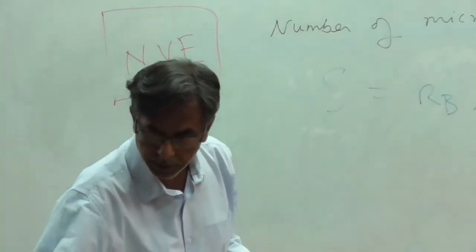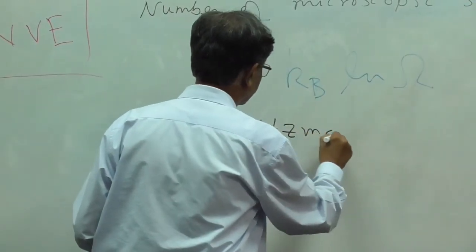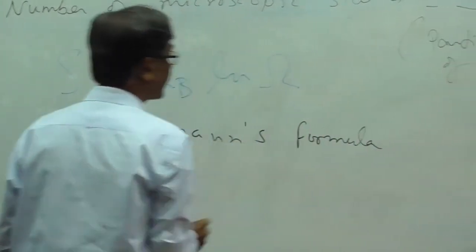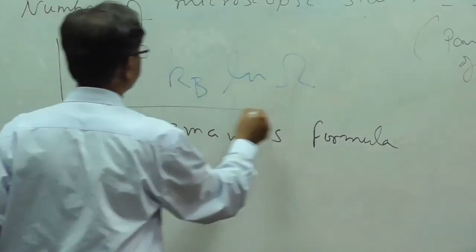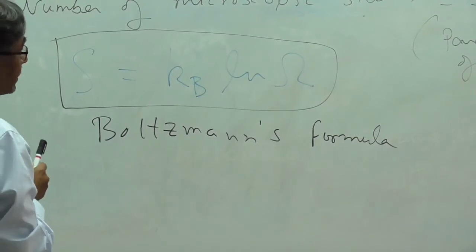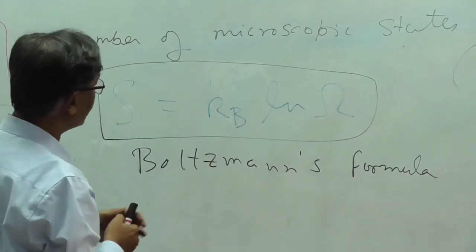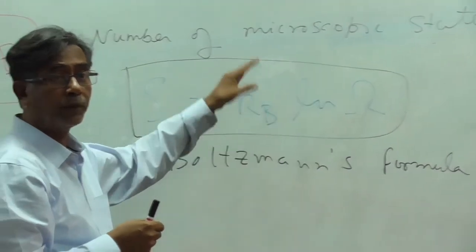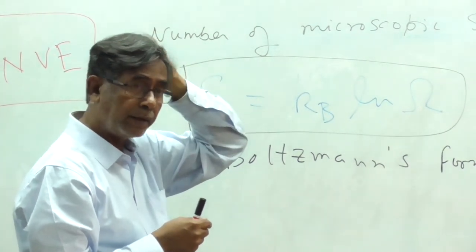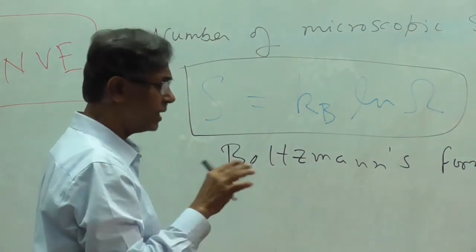Things are working too well, right? Okay, so the statistical mechanics starts with this. I'll give you a very simple derivation, but this is probably the most important expression of statistical mechanics, that entropy is related to k_B, the Boltzmann constant, 1.38 times 10 to the minus 16 ergs per kelvin. Is that correct? I think 1.38 to the minus 16.